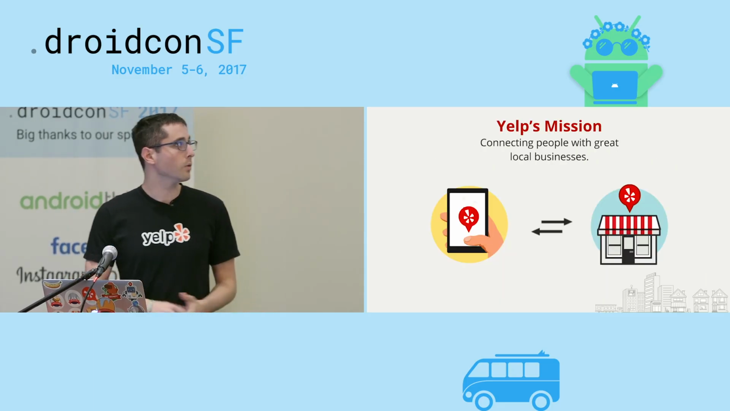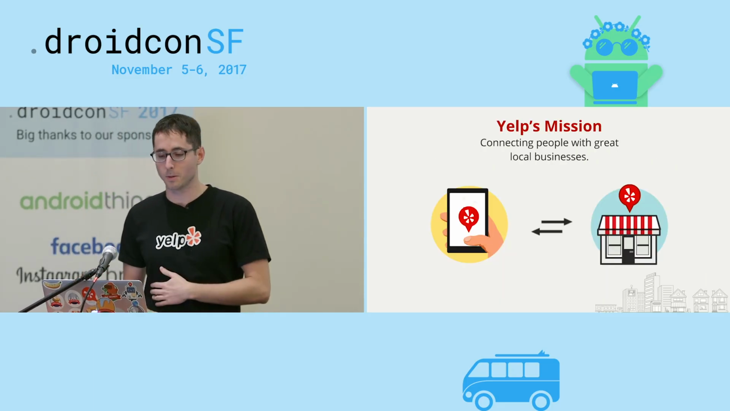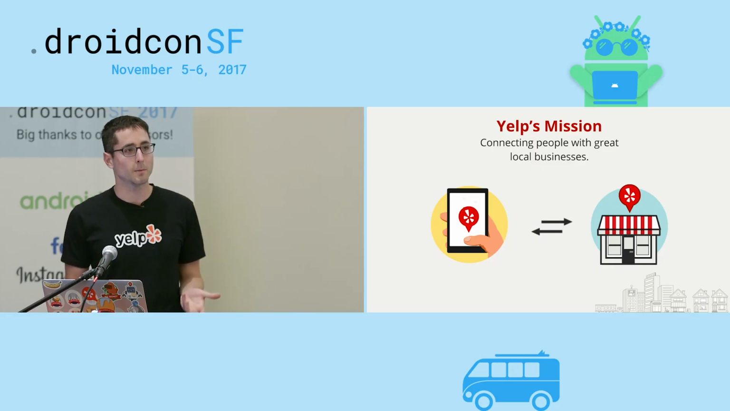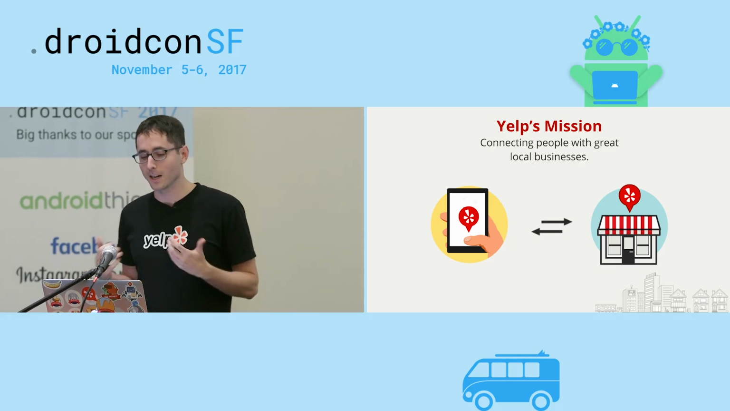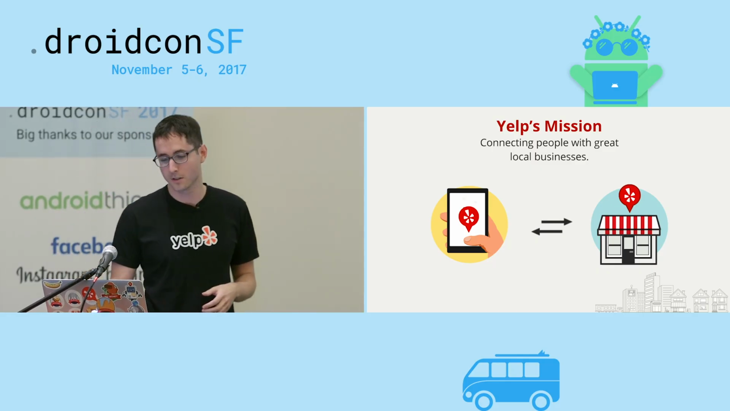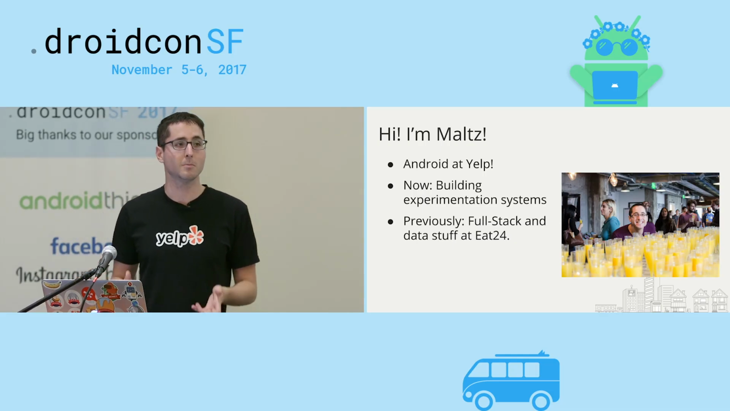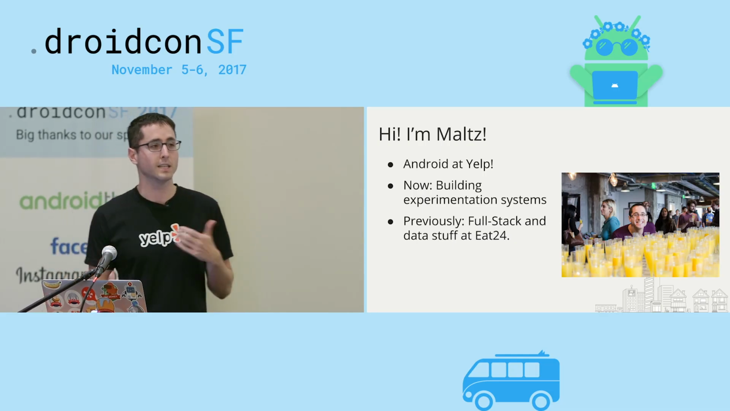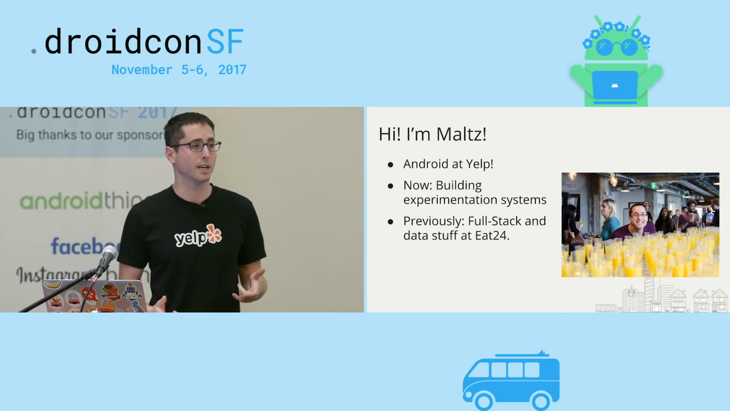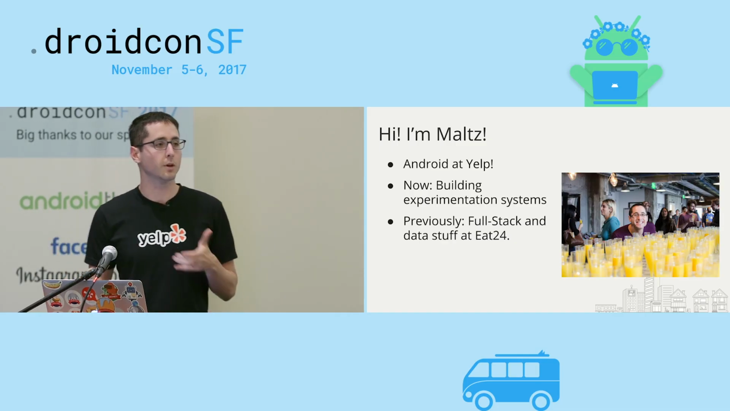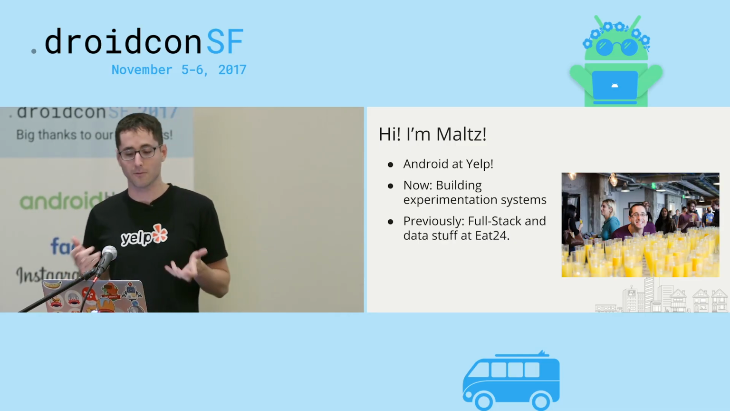For those of you who don't know, I work at Yelp. Yelp's mission is to connect people with great local businesses. We do that by making a website and a mobile application that helps you connect with great local businesses. I am involved with working on our Android experimentation team at Yelp, basically working day in and day out to build our next generation experimentation platform. So I'm dealing with all of these questions around mobile A/B testing every day.